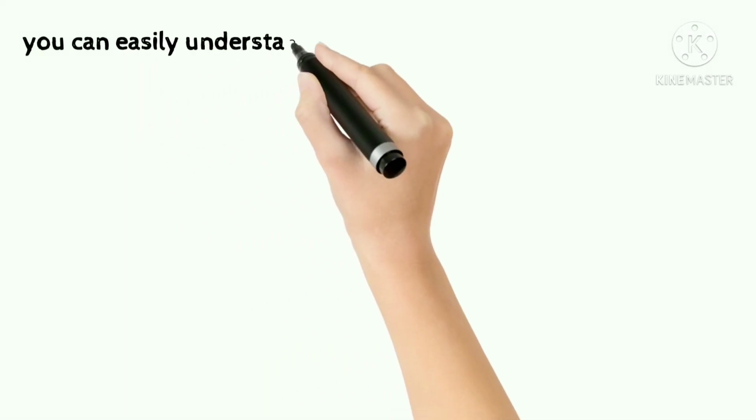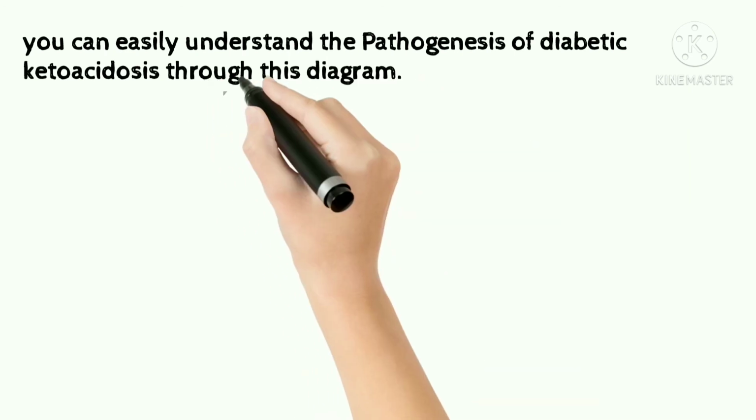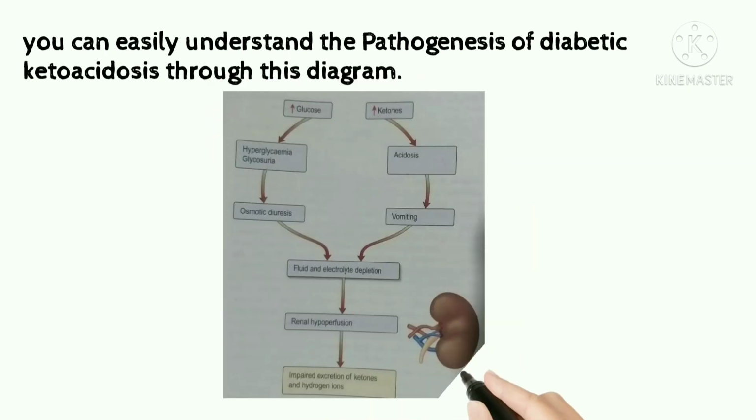You can easily understand the pathogenesis of diabetic ketoacidosis through this diagram. Just have a look.